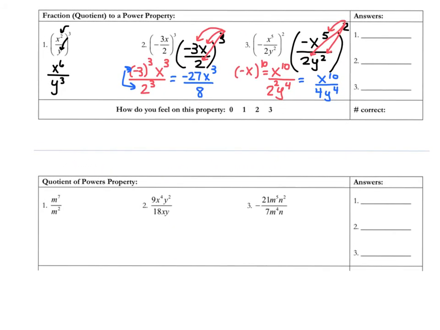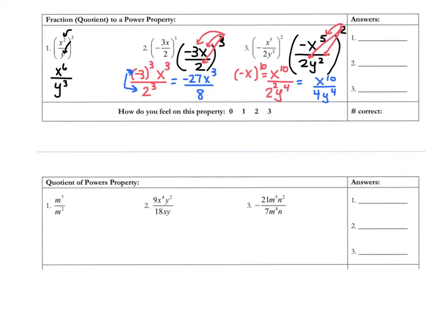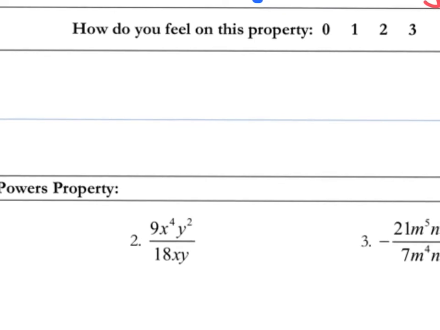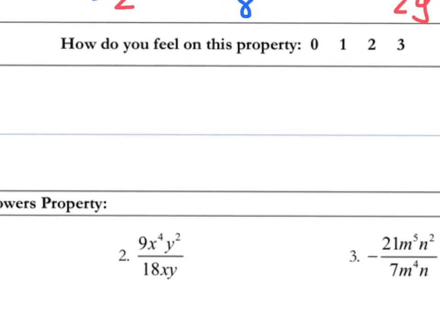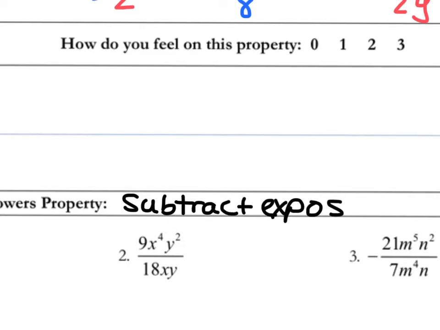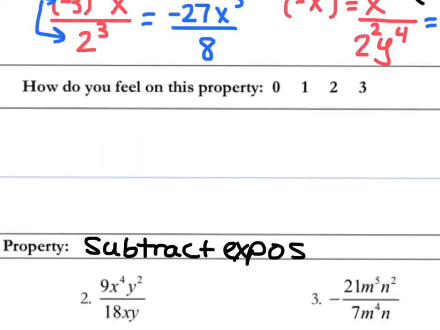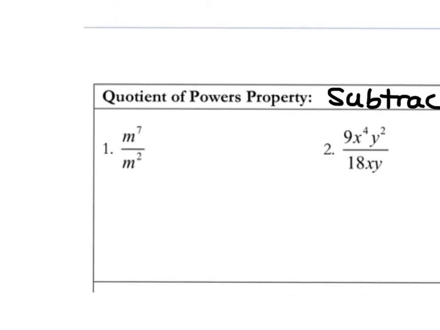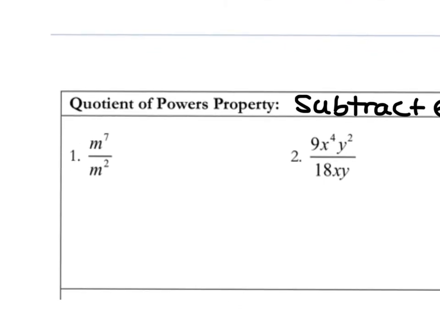Okay, so now let's talk about quotient of powers. This is fraction subtraction. So we subtract our exponents here. And we only do this with like bases. Because up here, for example, the x and the y are not like bases, so I don't have to do any fraction subtraction. But down here, it's going to be a different story. Like in number 1, those are both n's.